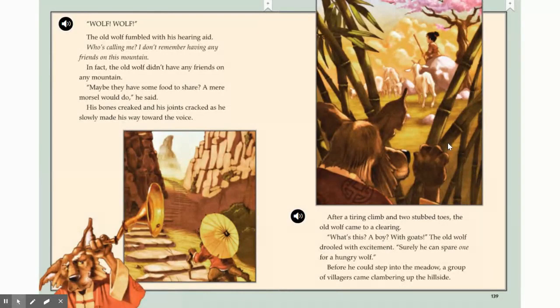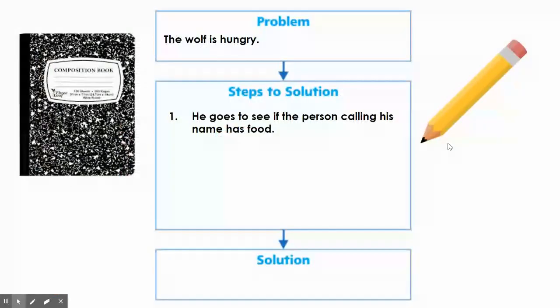So he climbs the mountain searching for the person who was calling his name to see if they have food to share. That's the first step he takes to solving his problem. So number 1 is he goes to see if the person calling his name has food. Remember, second graders, make sure that your boxes have room to have at least 4 steps in our solution box. So number 1, he goes to see if the person calling his name has food. So pause and press play when you are ready to move on.